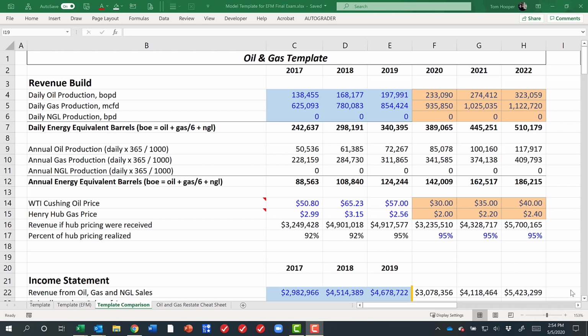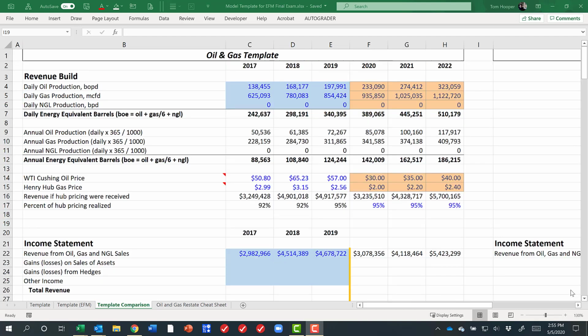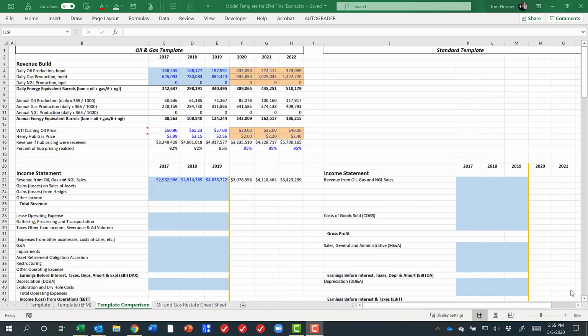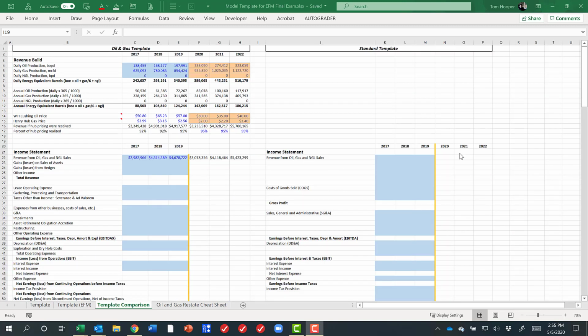Now, I have stressed to all my sections, do not sweat the restatement. You're going to pull up some 10K and Edgar data and put that into a template, and I will be as generous as humanly possible on helping you do that. So I don't want you to sweat that, but I do want to spend a little bit of time talking about it. So in this file, I'm comparing our oil and gas template to our standard template.